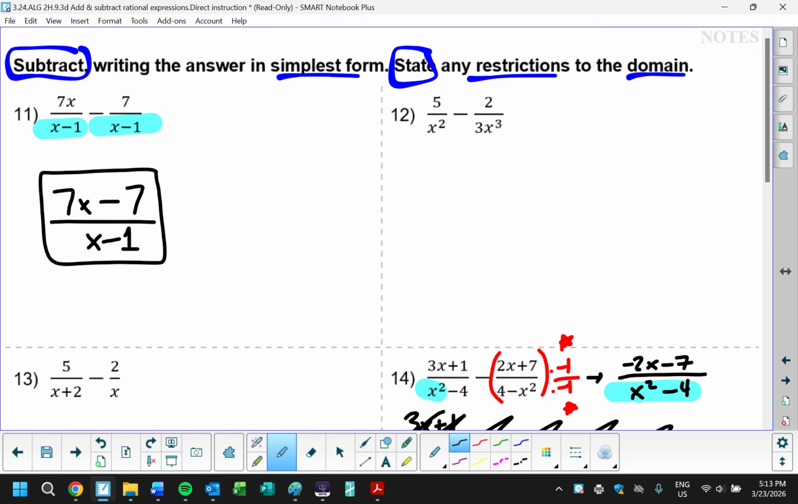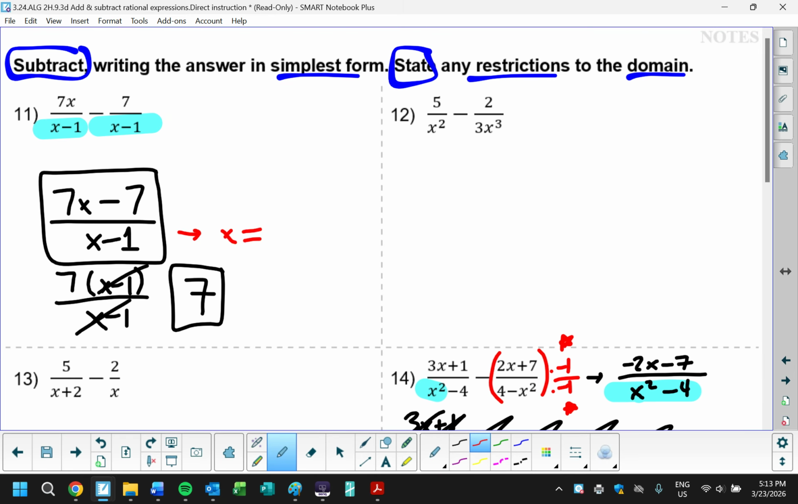Whoa, check this out. 7 times x minus 1 over x minus 1. This actually reduces perfectly to 7. I didn't even notice that when I was doing this problem. However, I do need to point out it's only going to work as long as x is not 1; positive 1 is excluded from there. Wow, I didn't even notice that when I did that problem.